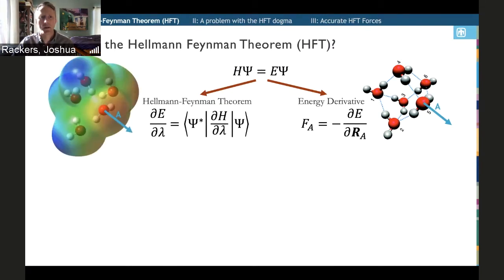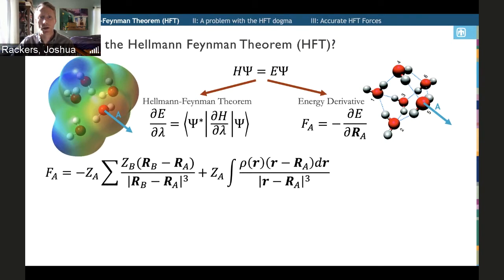And the Hellmann-Feynman Theorem just says that if you have the derivative of the energy with respect to any parameter, you can use this formula right here to calculate that derivative. And importantly, you can use this to calculate the derivative of the energy with respect to changing coordinates, and that gives you a route to calculate the force on any atom.